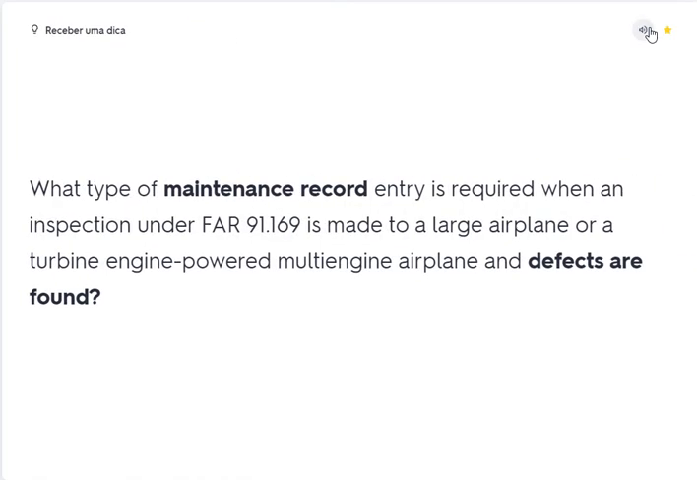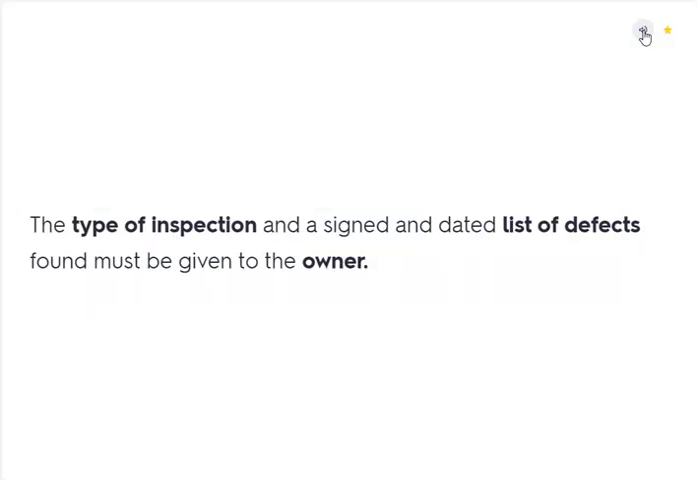What type of maintenance record entry is required when an inspection under FAR 91.169 is made to a large airplane or a turbine engine-powered multi-engine airplane and defects are found? The type of inspection and the signed and dated list of defects found must be given to the owner.